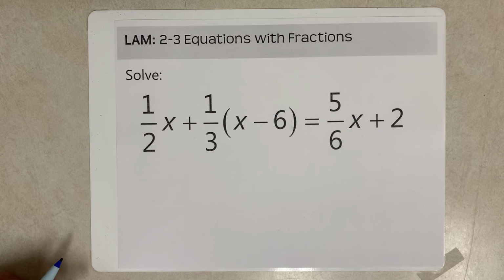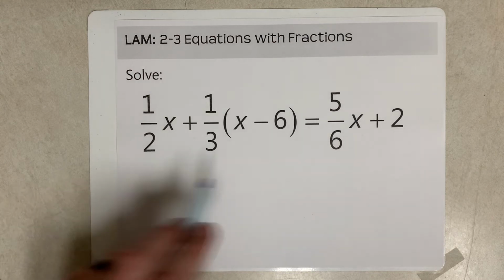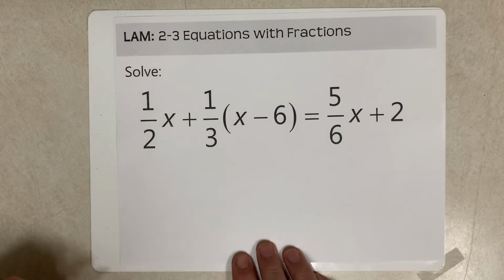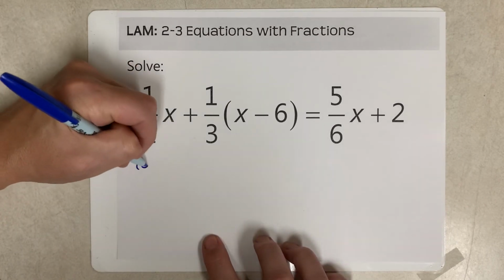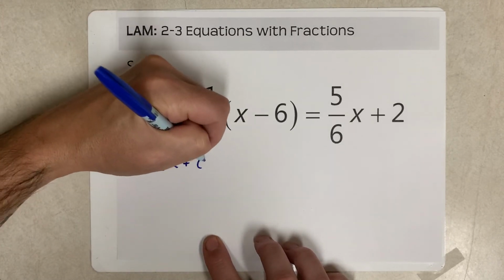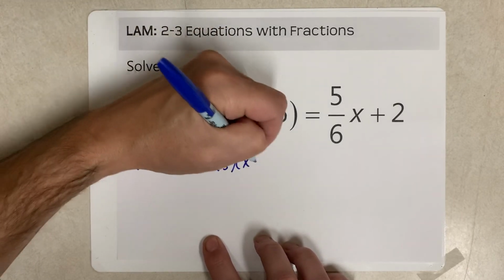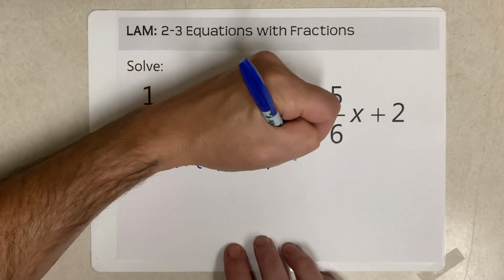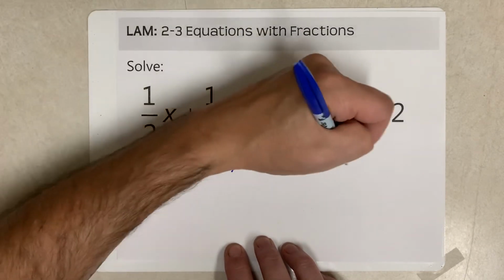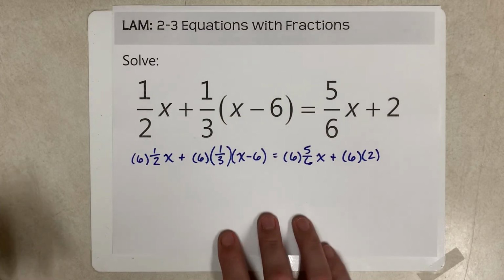So we could do this. I know we have this and we really want to distribute that, but this one's perfect for clearing out fractions. So you have a 2, a 3, and a 6 right here. Let's go ahead and multiply everything by 6 and see what happens. So 6 times 1/2 x plus 6 times 1/3 times x minus 6 equals 6 times 5/6 x plus 6 times 2. Looks like a lot, but let's see how this is going to shake out.